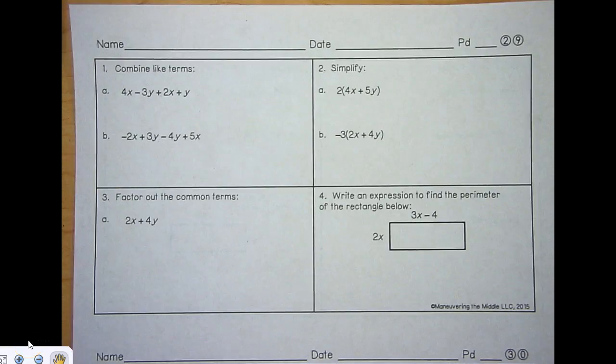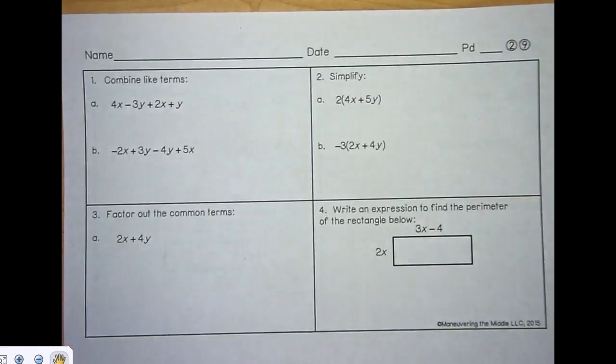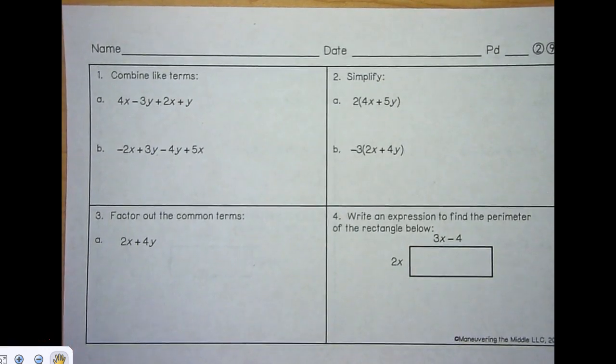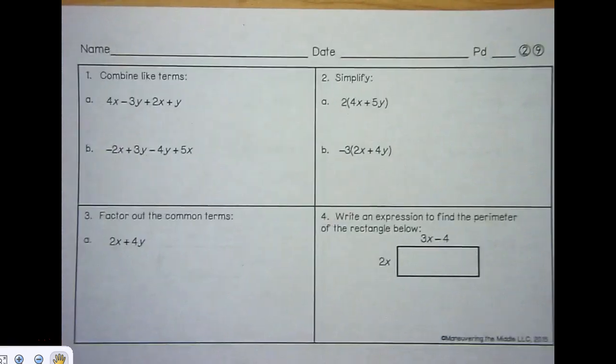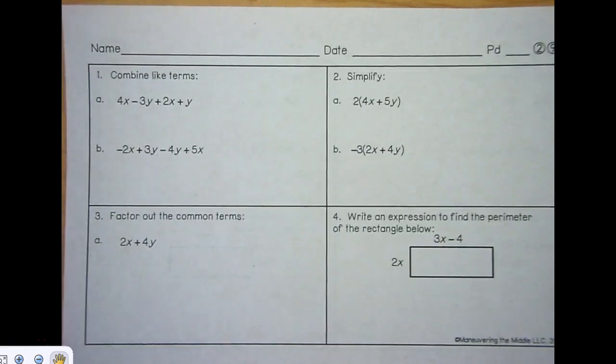Warm up 29, number 1, combine like terms. A says 4x minus 3y plus 2x plus y. So what does it mean to combine like terms? Somebody tell me what that means. What are like terms? Anyone? Someone? Raleigh.